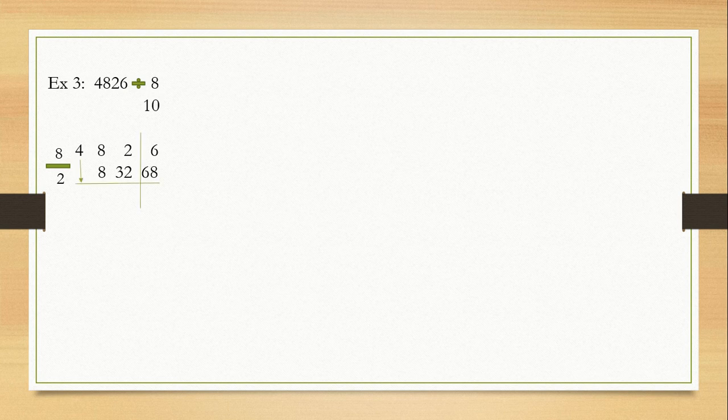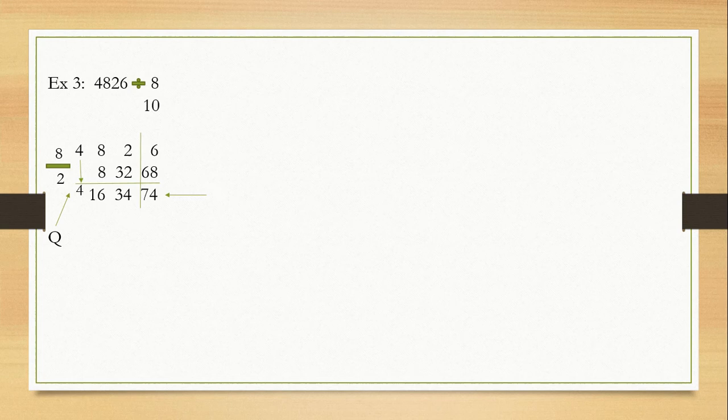We have to bring down 4 as it is, and that 4 should be multiplied by 2. 4 2s are 8, and this 8 should be added to 8, that you will get 16, and this 16 should be multiplied by 2, that is 32, and that 32 should be added to 2, you will get 34, and this 34 should be multiplied by 2, you will get 68, that 68 should be added to 6. The total is 74.